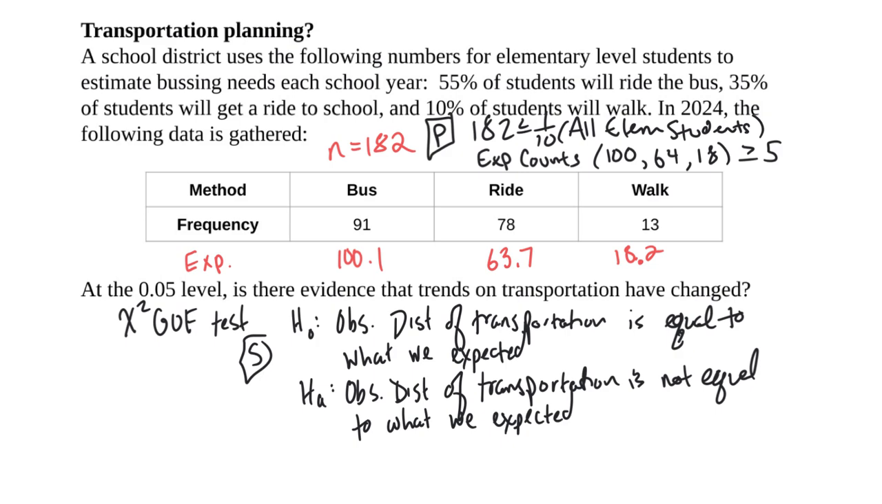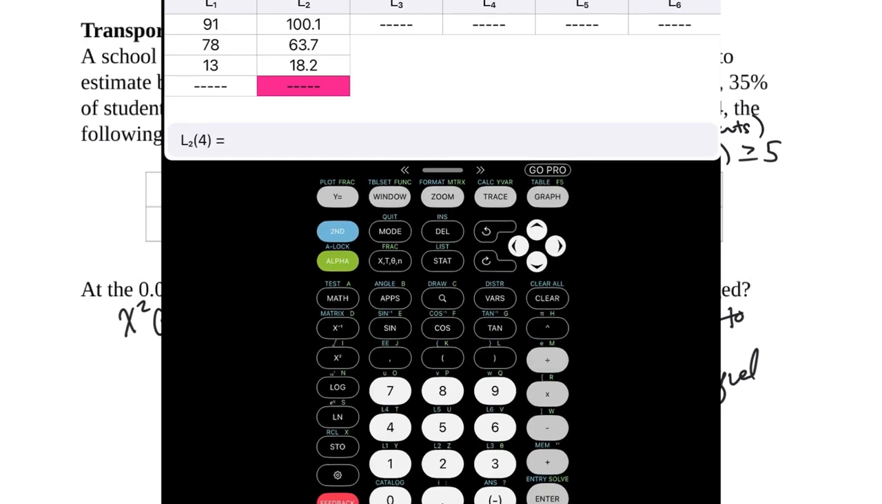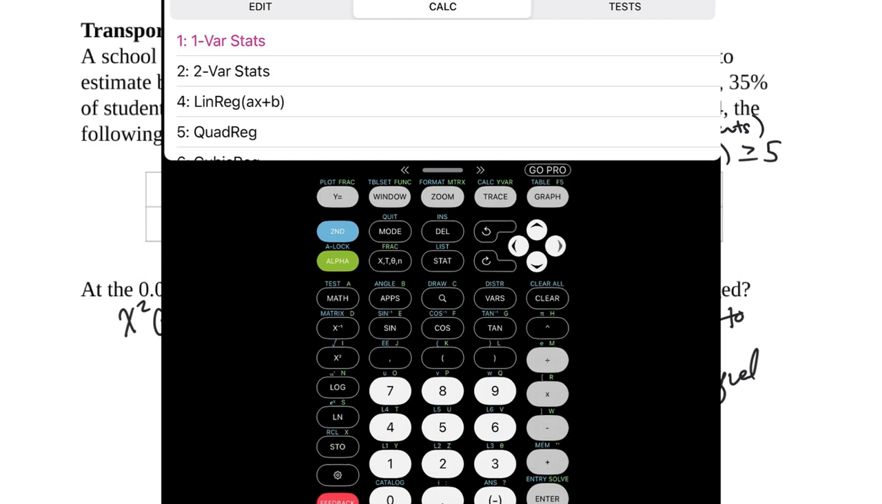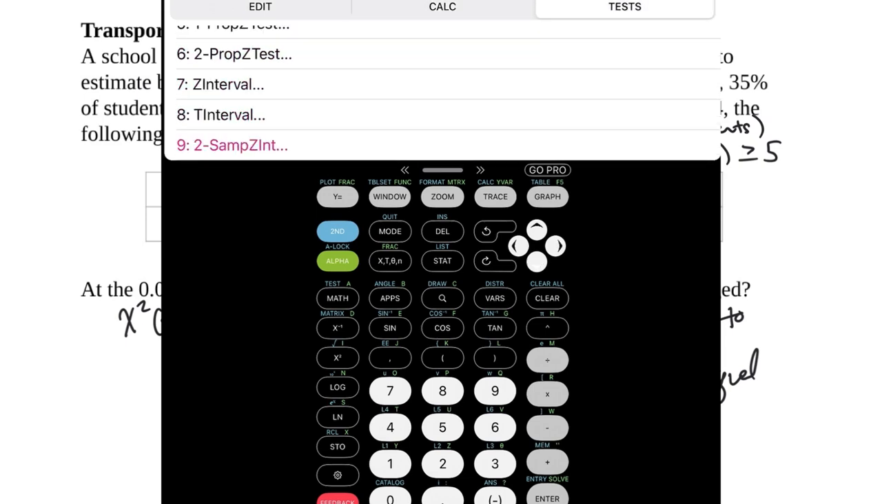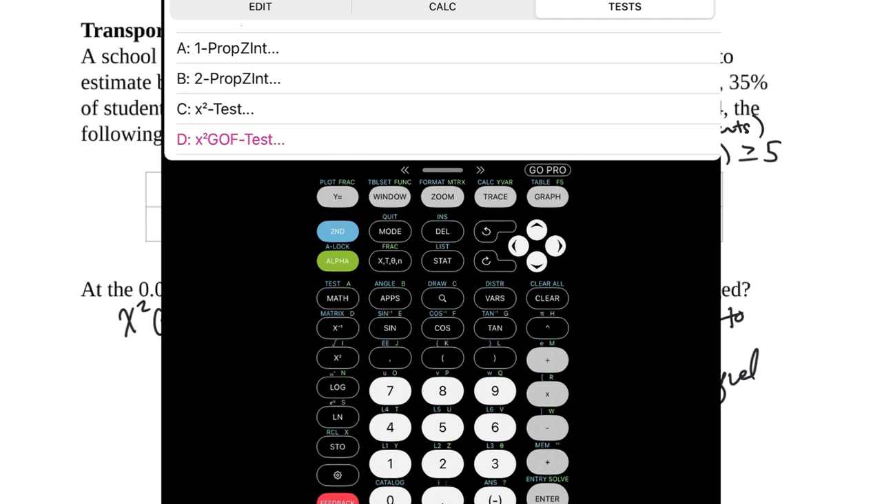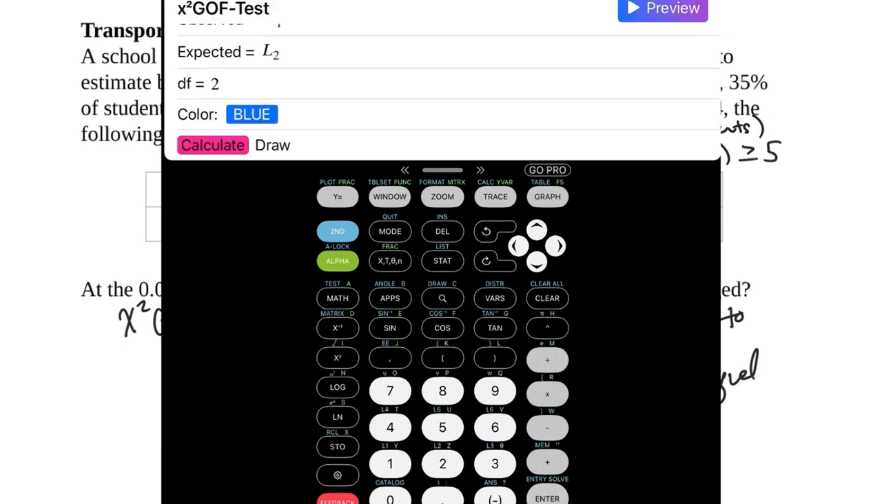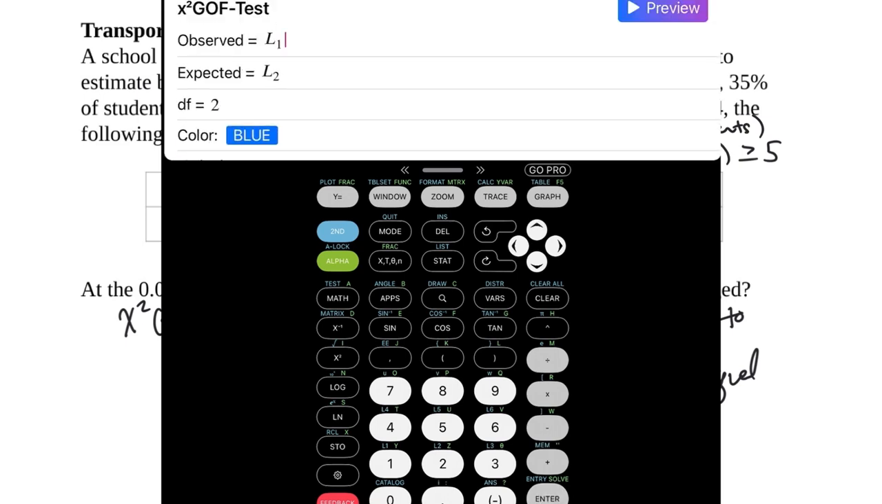Okay. Now the do portion of this, I'm going to do on my calculator. So let's open up our calculator and do that. The first thing we do is we put our observed counts in list 1, and then we put our expected counts in list 2. You can see I've done that. We go to stat, we go over to our tests and we scroll down to the chi-square goodness of fit test. And you can see I have put my observed in list 1, expected in list 2.